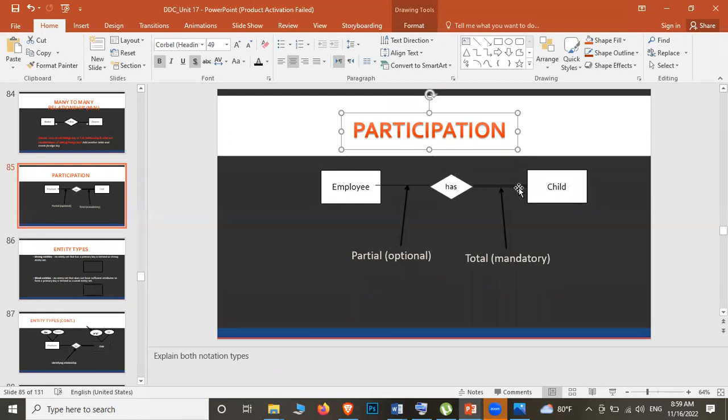Okay, it depends. So if we need to show total participation, we have to draw a double line like this. We call it mandatory. This is optional. For optional, we use a single line relation between the two entities. Employees might have children, or might not have children, or might have many children. It depends. To show total participation, you use a double line like this. That is not a big deal, but just keep it in your mind. Later, when we cover advanced topics, I'll explain it to you.